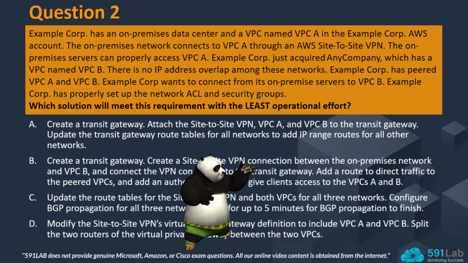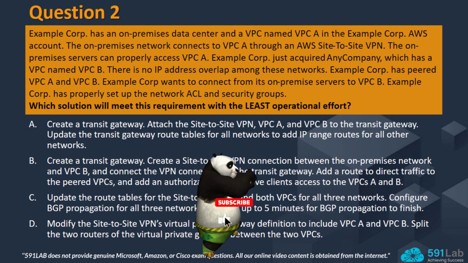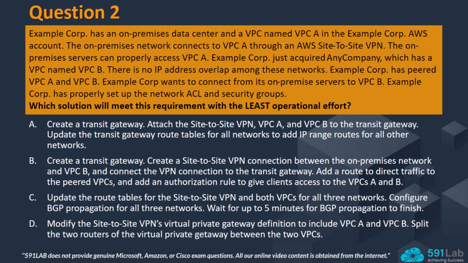Option C. Update the route table for the site-to-site VPN and both VPCs for all three networks. Configure BGP propagation for all three networks. Wait for up to 5 minutes for BGP propagation to finish. Updating the route table for the site-to-site VPN and both VPCs for all three networks and configuring BGP propagation for all three networks will not meet the requirement with the least operational effort. So this is also not the correct answer.